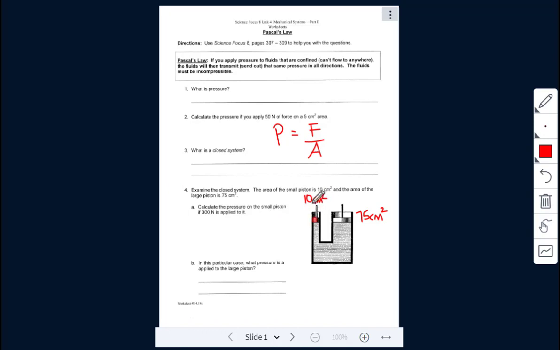In this particular example, this is question 4 in the worksheet, Pascal's law. The small piston has an area of 10 centimeters squared. The large piston has an area of 75 centimeters squared. The force on the small piston is 300 newtons. So we're pushing down on this with 300 newtons. I'm just going to add that onto the diagram. 300 newtons there. And we have to calculate the pressure. So pressure is equal to force divided by area.